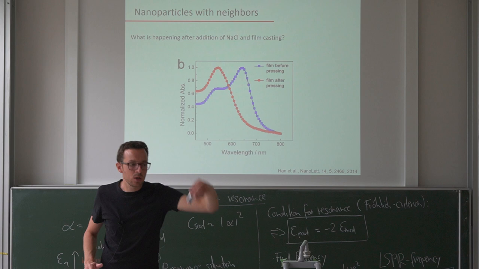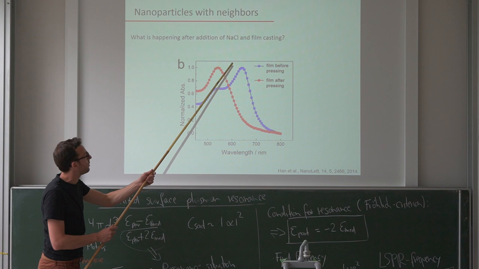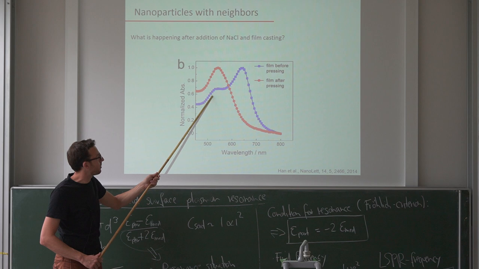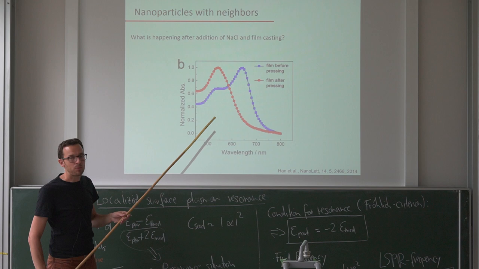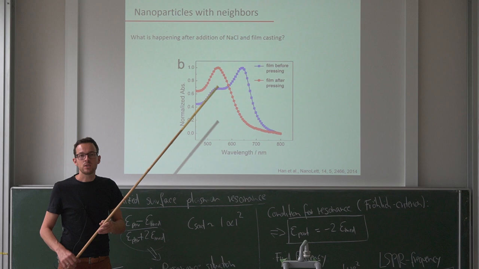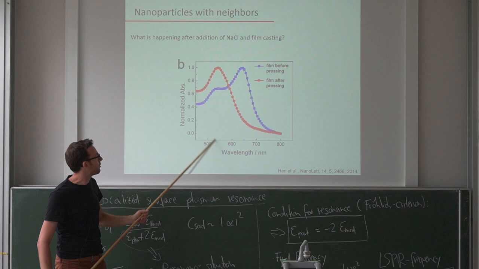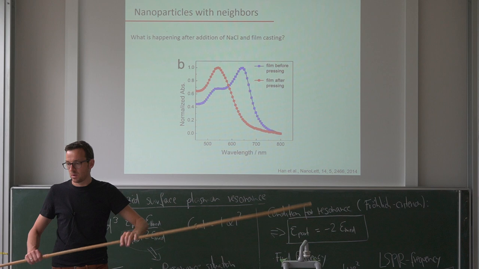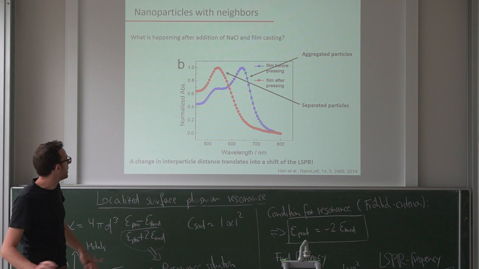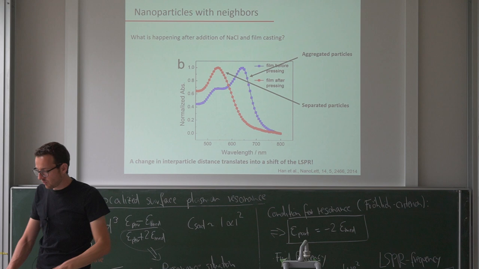So apparently the agglomerated particles give rise to a peak in the red part of the spectrum. And you see that not all particles are agglomerated in their experiment, so there are some free particles left. They still give a smaller peak over here. But predominantly, agglomerated particles have a peak in the red, while separated particles, so if you press or stretch, recover the initial wavelength at approximately 510 nanometers, so the wavelength shifts back and forth. This is also what you see here: a change in interparticle distance translates into a shift in the localized surface plasmon resonance.